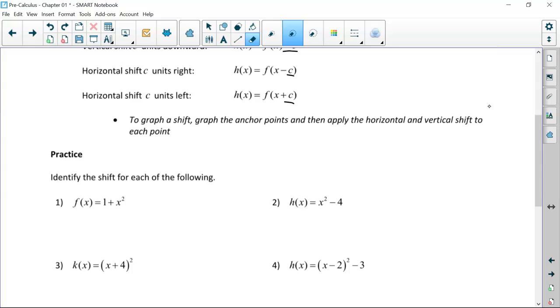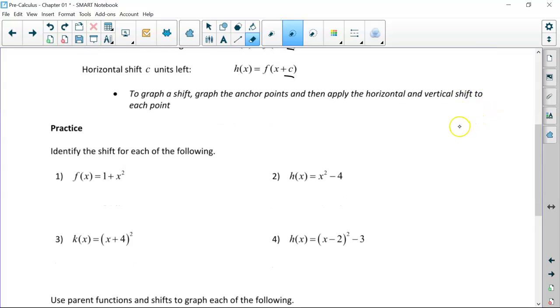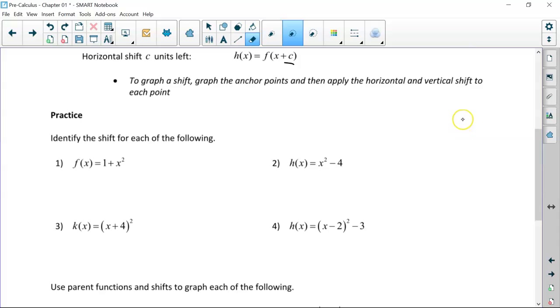So what you want to do is you want to graph the anchor points and then apply the shifts. It doesn't matter if you do horizontal shift or vertical shift first. You just want to make sure you do both. So for problem number 1, we're just going to identify the shift. So another way to write this is that f of x equals, I'm going to write x squared plus 1. There's no grouping symbols, so really there's no h, so h is 0 and k is 1. So what we're doing is we're going to be shifting up 1.